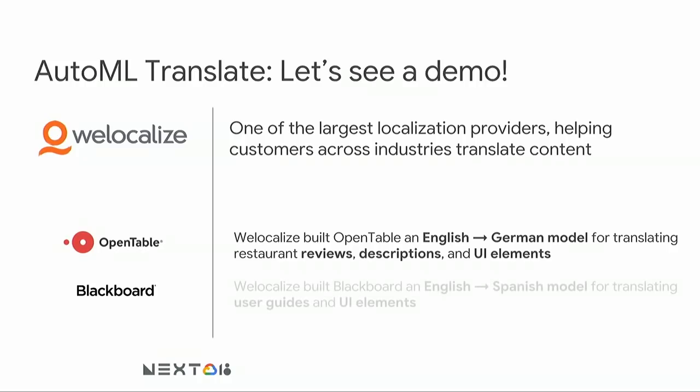For those of you that aren't familiar with Blackboard, it's an e-learning platform. It helps teachers post homework in their courses, let students engage in discussion and look up their grades, things like that. So they built a model to translate from English to Spanish, to translate user guides and UI elements on their site. Notice that both of these examples translate from English into a non-English language. To show you a demo, I've actually reversed the sentence pairs so that they translate into English so that you can see the benefits you get from using the custom model. The accuracy of the reverse sentence pairs is going to be pretty similar to the original models that they built. So if we could go to the demo.